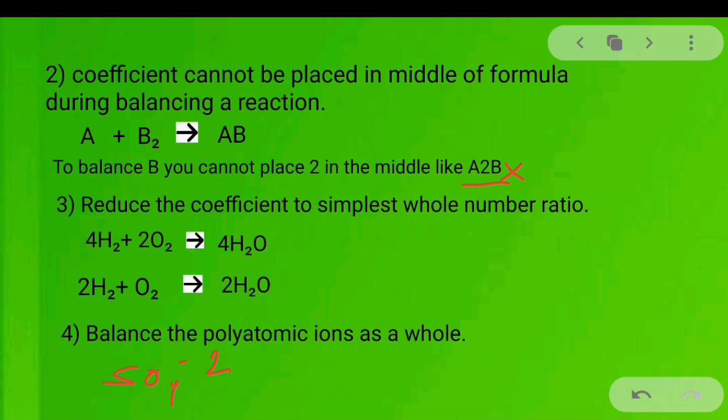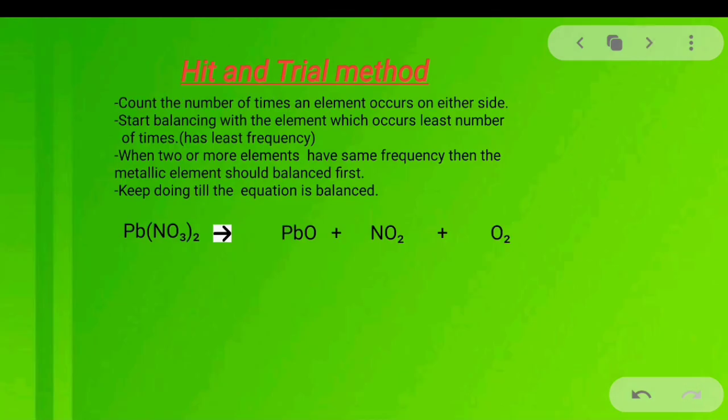Now let us practice the methods one by one. The first method is the hit and trial method. In the hit and trial method, what are the steps you must follow? Count the number of times an element occurs on either side. Start balancing with the element which occurs the least number of times. When two or more elements have the same frequency, then the metallic element should be balanced first. Keep doing this till the equation is balanced.